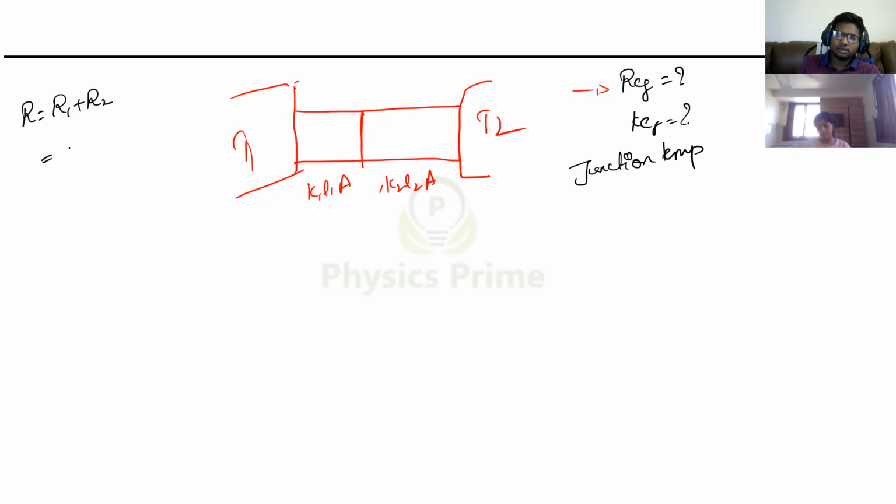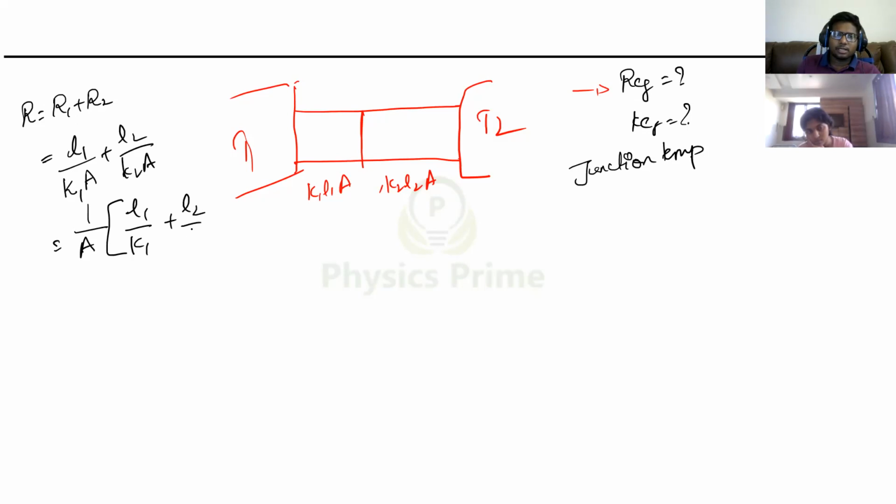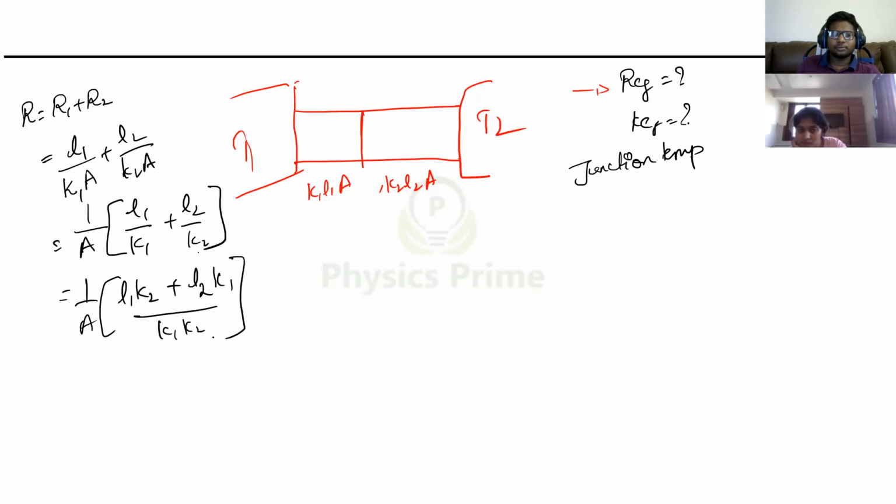R1 is what? L by Ka. That means L1 by K1A. R is L1 by K1A plus L2 by K2A. A is same for both of them. If I take 1 by A common, it will become L1 by K1 plus L2 by K2, right? This is the formula we got. And simplification can also be done like this. If you want in exam, we have to check in which way it is given: L1 K2 plus L2 K1 divided by K1 K2. This is one.